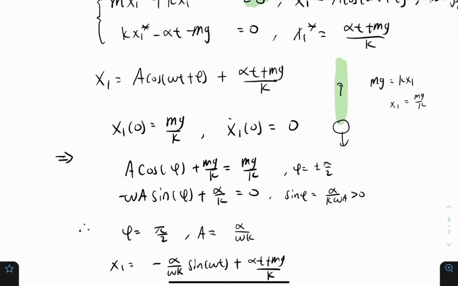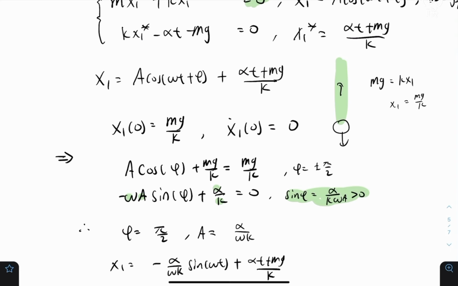Now let's move on to the second case, the second initial condition, which is over here. When we plug in t equal to 0, we get negative omega a times sine phi plus alpha divided by k is equal to 0. Something to notice here is that omega, a, alpha, and k are all positive. If we reorganize the equation, you will see that sine phi is actually greater than 0, right?